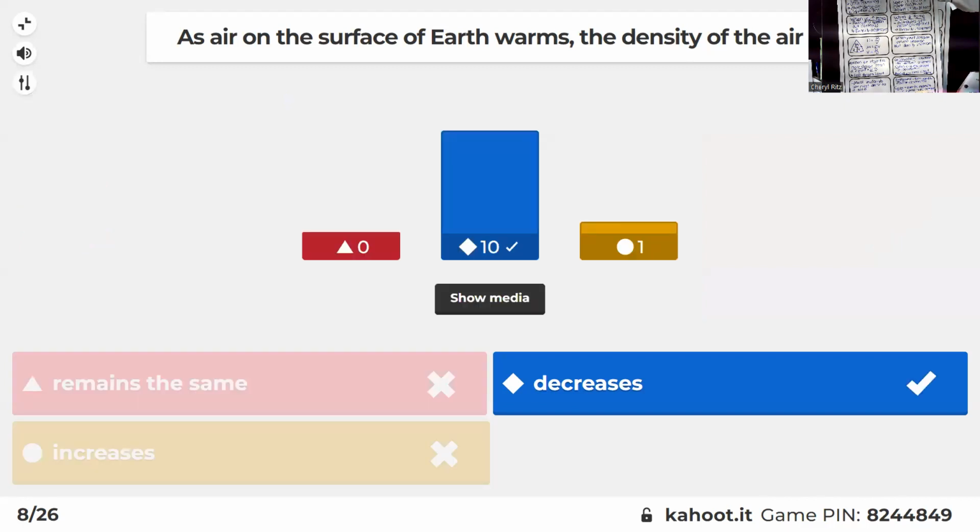Yes, it does decrease. Remember when you warm stuff up? Hot, sweaty molecules, they spread out just like hot, sweaty people. So when something's warm, it spreads out. And remember, the definition of density is how tightly packed. So if you're spreading out, you're not as tightly packed, you're less tightly packed.